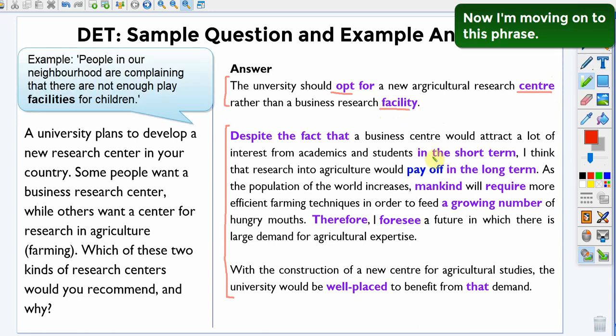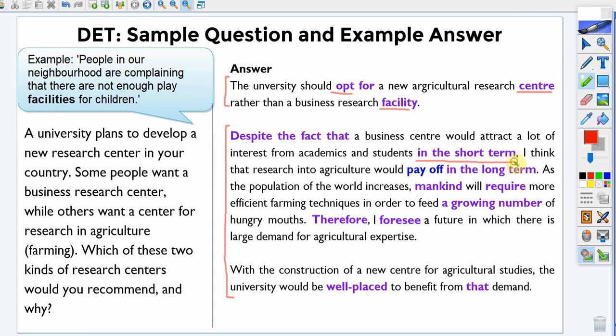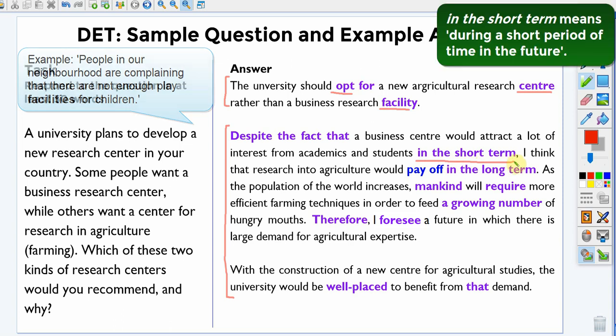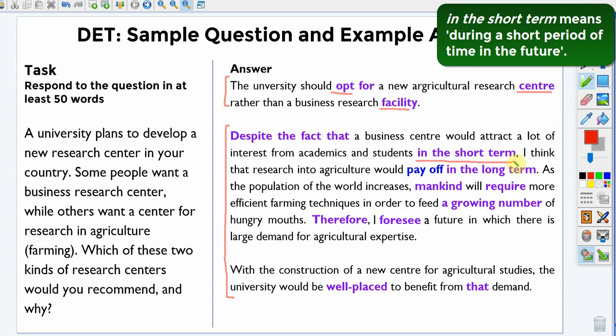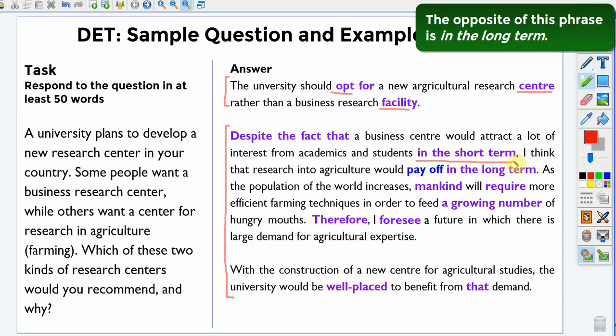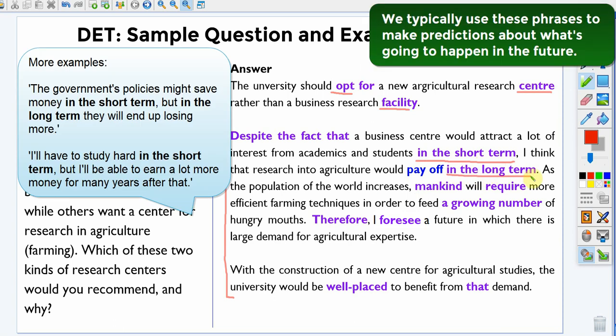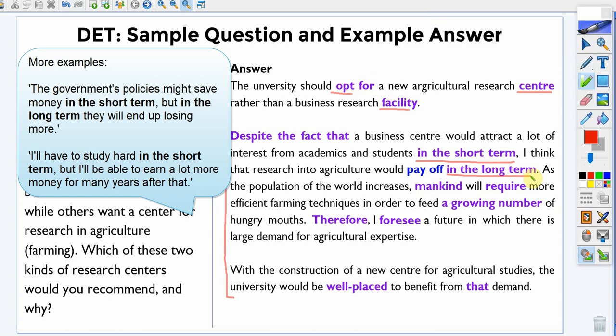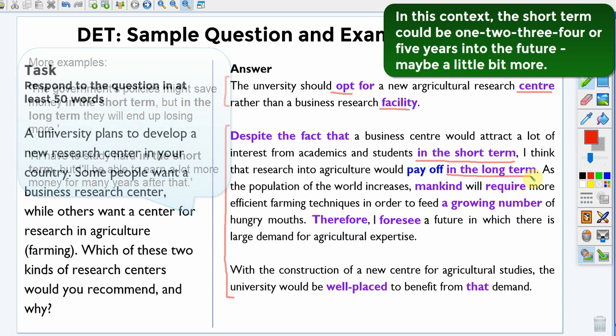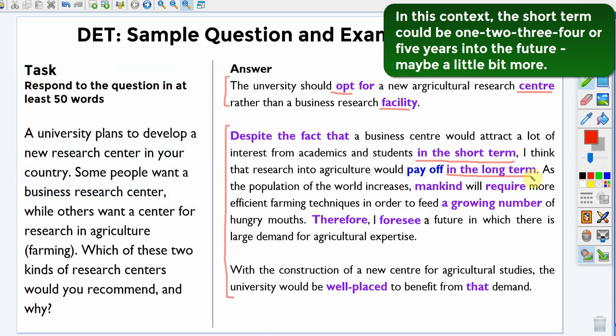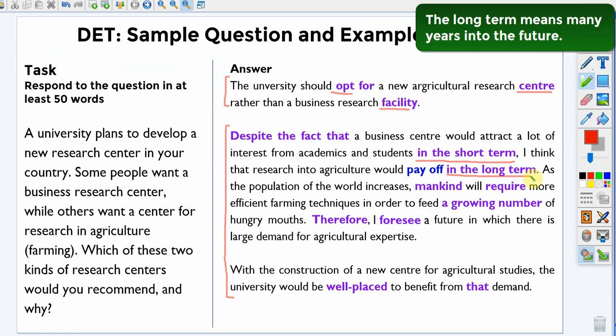Now I'm moving on to this phrase. In the short term means during a short period of time in the future. The opposite of this phrase is in the long term. We typically use these phrases to make predictions about what's going to happen in the future. In this context, the short term could be 1, 2, 3, 4 or 5 years into the future, maybe a little bit more. The long term means many years into the future.